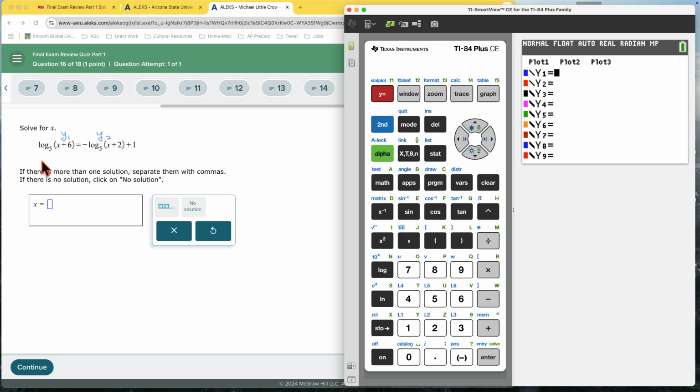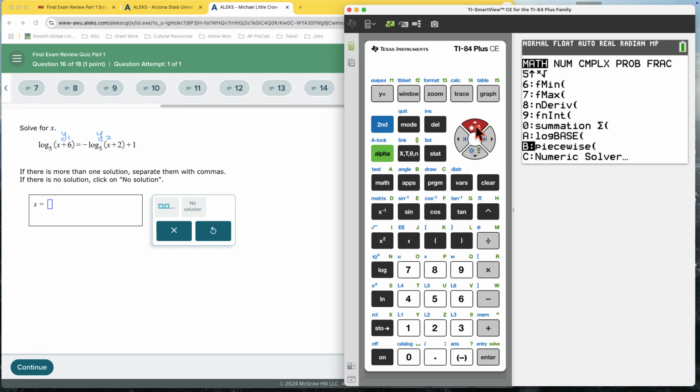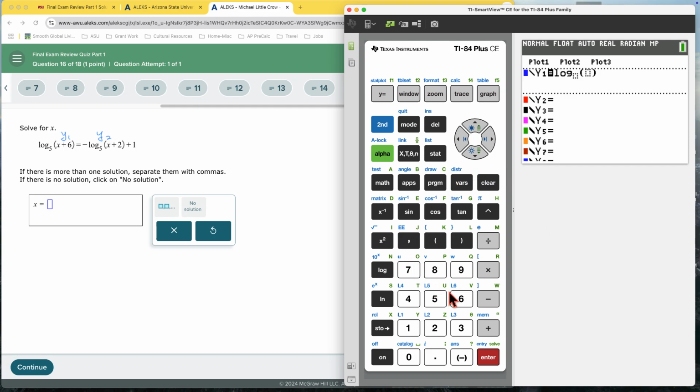We're going to graph log base 5 of x plus 6. So we go to the math key. Again, if you don't have the log base key, you can still do this with the change of base formula. It's a little bit more involved and complicated, but you can do it. You've got to learn how to use the calculator you have.